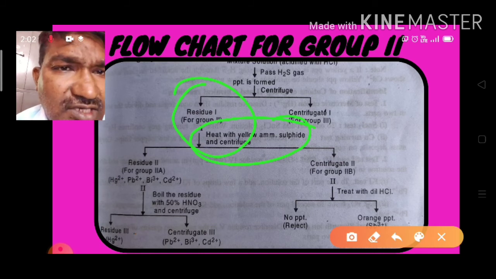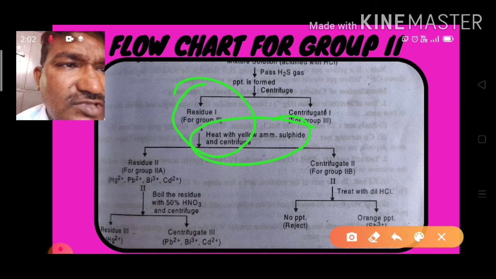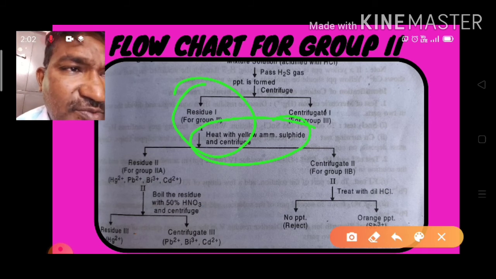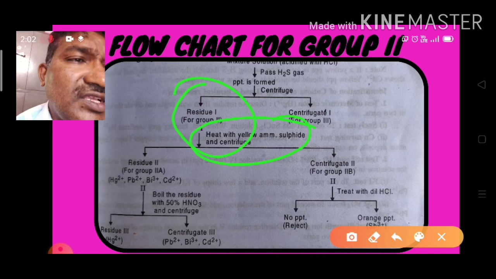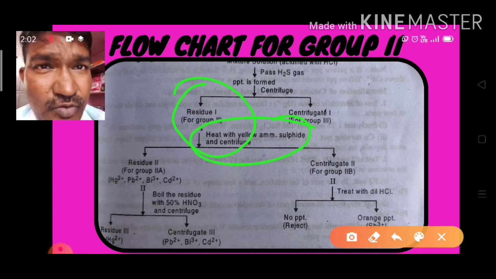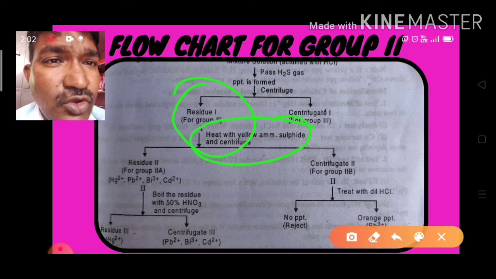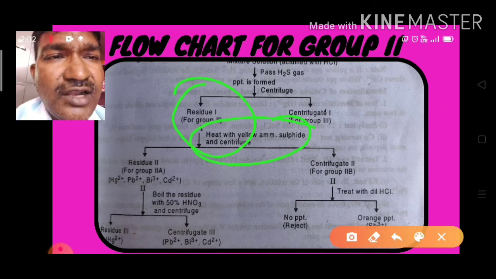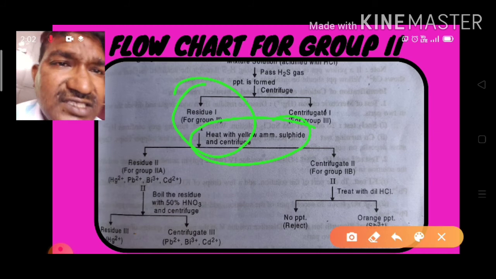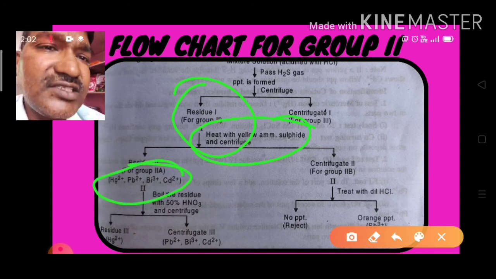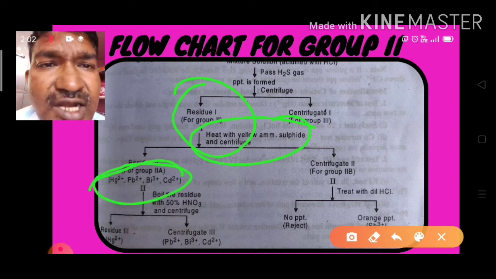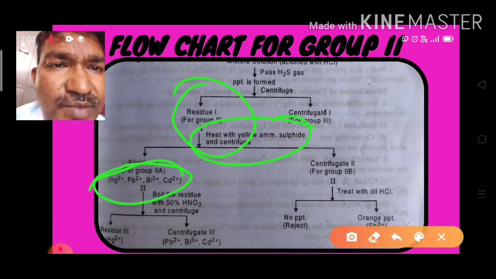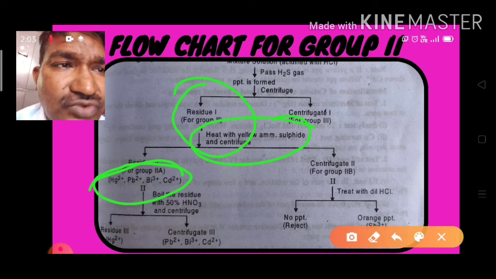Sometimes the precipitate may dissolve or sometimes it may not dissolve. So if the precipitate dissolves, we have to think that the second group cations belong to the second B group, and if the precipitate does not dissolve, we have to think that the salt mixture contains second A group cations. Second A group cations are mercuric ion, Pb+2, bismuth, and Cd+2 ions.